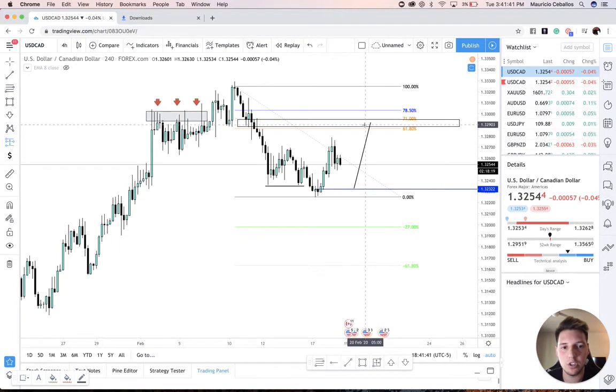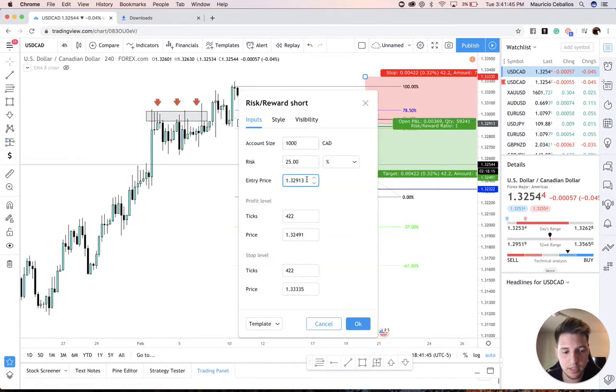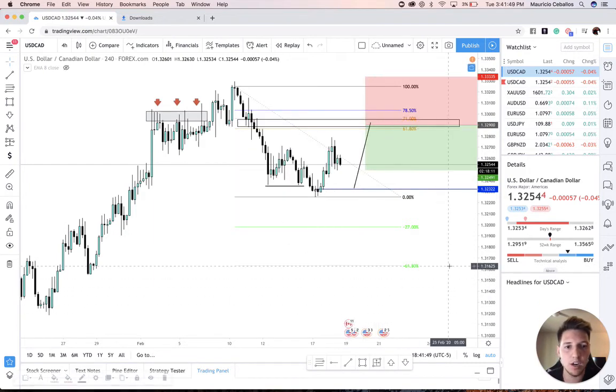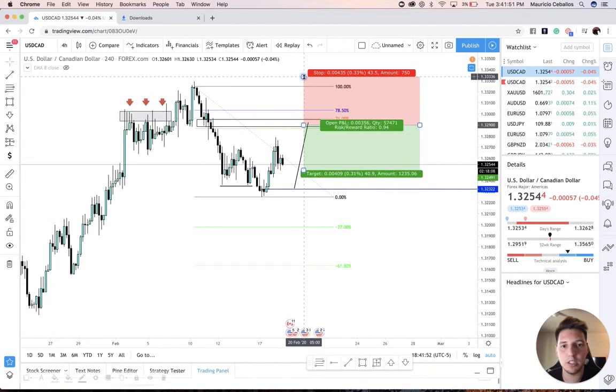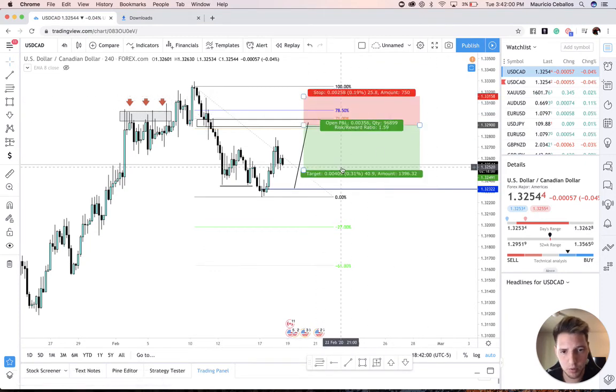I'm going to trace a risk reward ratio right here. Psychological level 1.329 will be our potential entry. And then the stop loss can be anywhere above the 78.5. I'm just going to put it right above this high. It can be 25 pips, it can be 30 pips, whatever you feel more comfortable with.